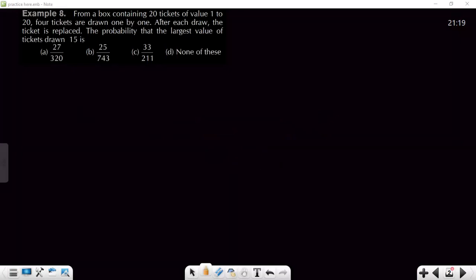So here in this question, we can see that there is a box having 20 tickets, like 1, 2, 3, 4, 5, 6, 7, 8, 9, 10, 11, 12, 13, 14, 15, 16, 17, 18, 19, and then 20. Like this, there are 20 tickets. 4 tickets are drawn one by one. After each draw, the ticket is replaced. You have drawn a ticket, then you have replaced the ticket. The probability that the largest value of tickets drawn is 15 is.